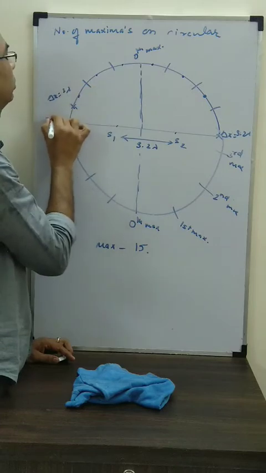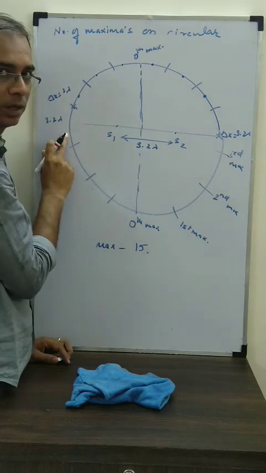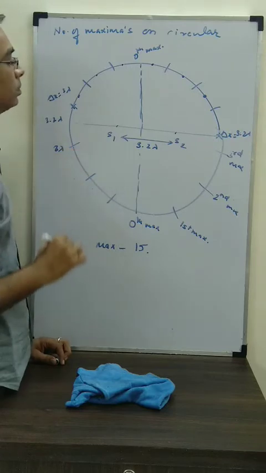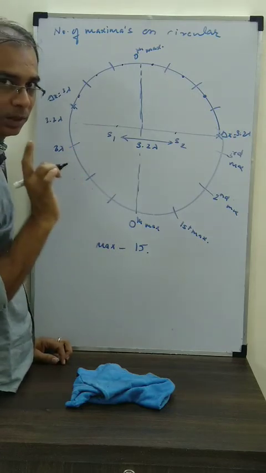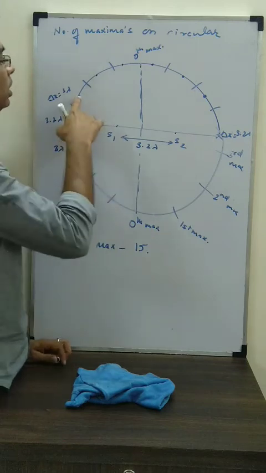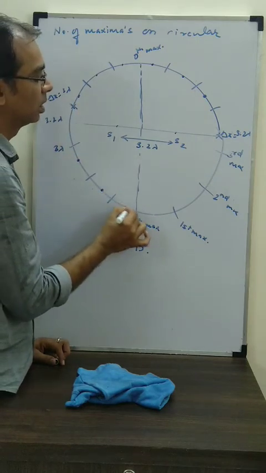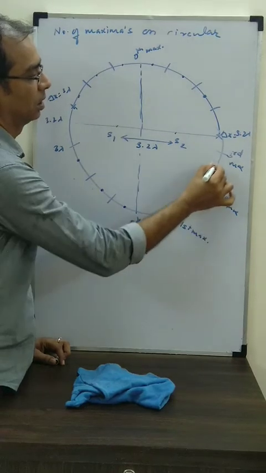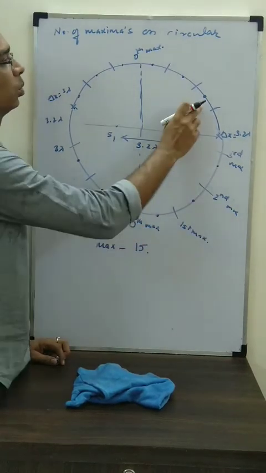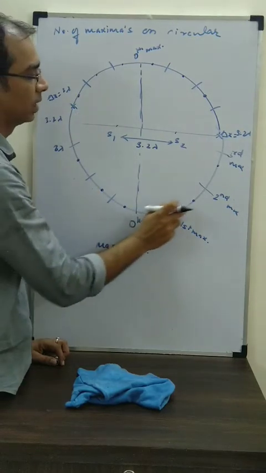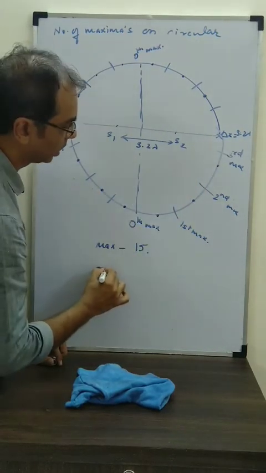Here it is 3.2 lambda. Is 3.5 lambda coming over here? No. Here also the path difference is 3 lambda. Minima is not coming between them. Okay? So here is minima, then here is minima, here, here, here, and here. So how many minima are there? 1, 2, 3, 4, 5, 6, 7, 8, 9, 10, 11, 12. So minima are 12 only.